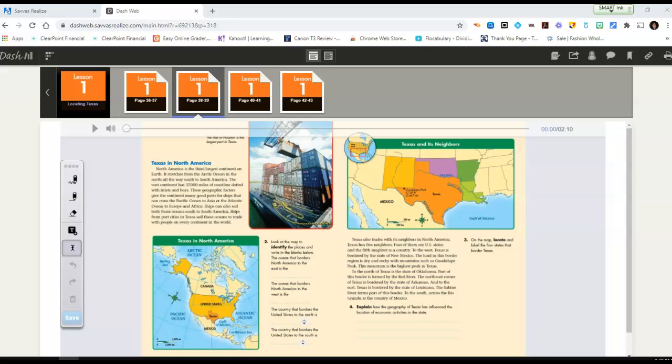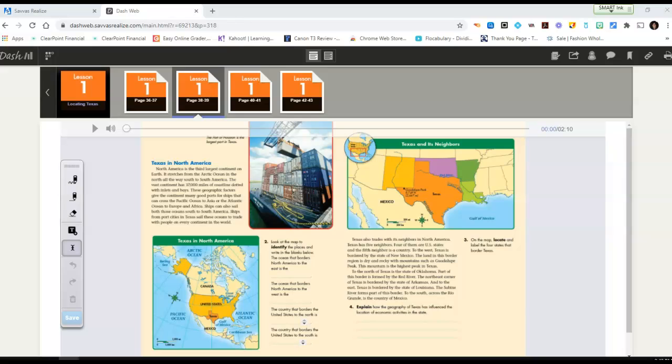Cruz. I can't move the boxes inside the place. Are you on your Savas? Mm-hmm. I am. Let's finish this and I'll help you in a minute, okay? See if you can figure it out.